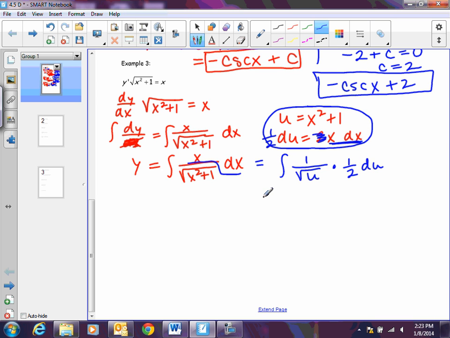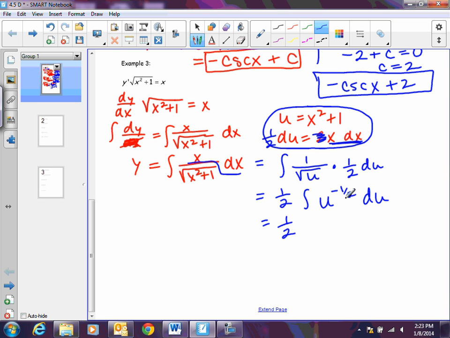From here, what am I going to do with that 1/2? Move it to the very front, so I don't have to deal with it at all. And then 1 over something, okay, that's going to be u to a negative power. Square root means 1/2.